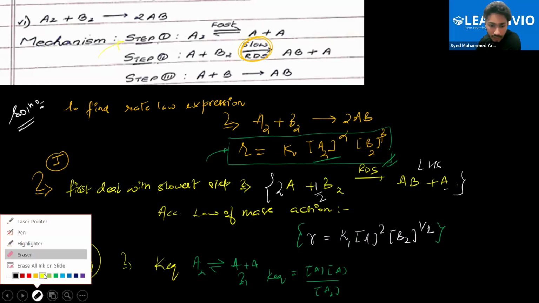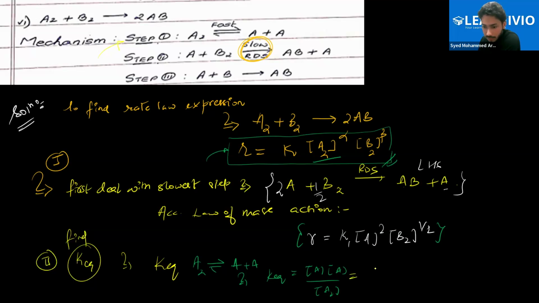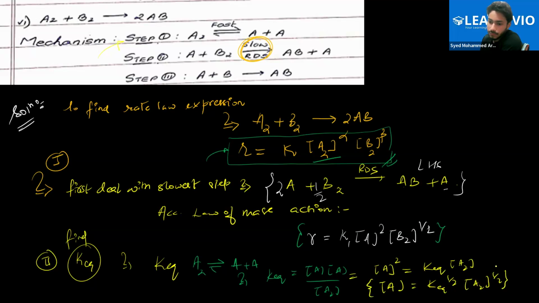So for this, I just want to write A. If you see here, A2 square is equal to K equilibrium into A2, and A is K equilibrium to the power half, A2 to the power half. Is it correct? I just do some simplifications in order to get the value of A. Are you getting my point or not? Understood. So you just need to put the value of A here.